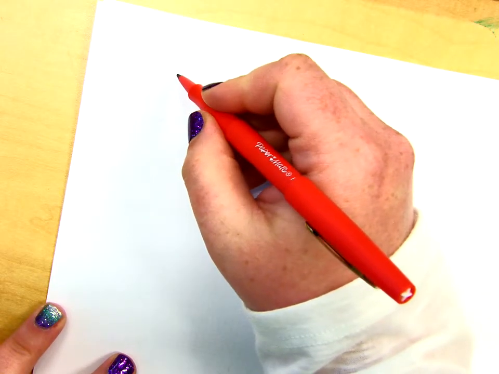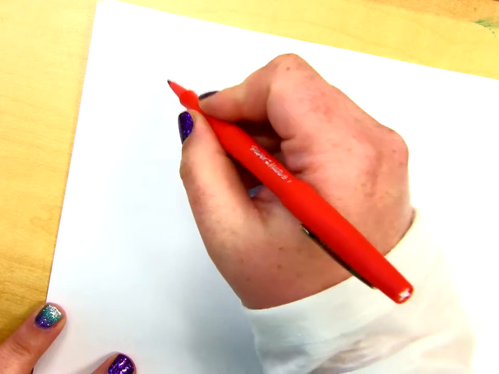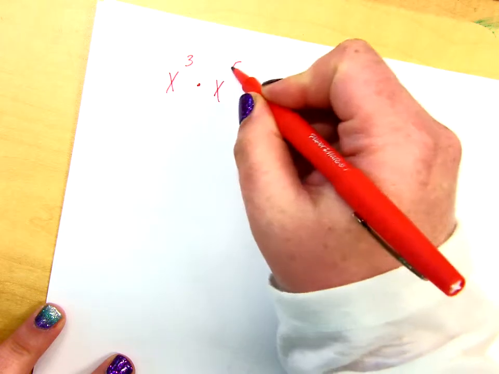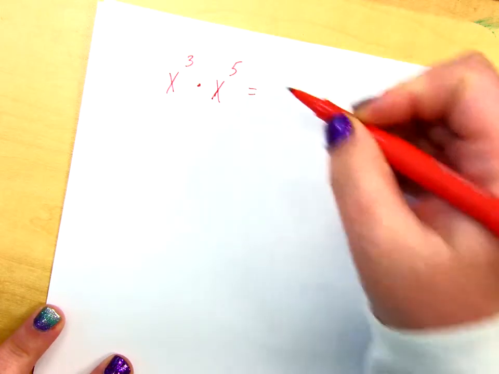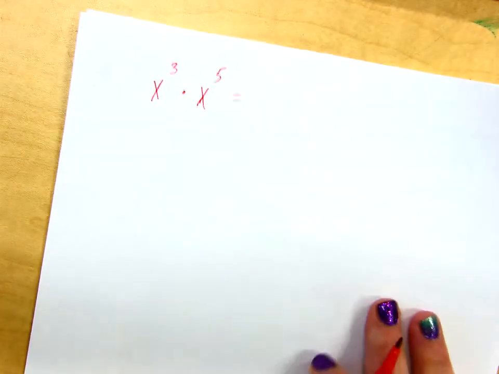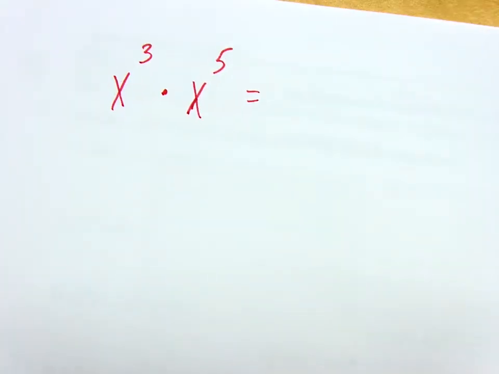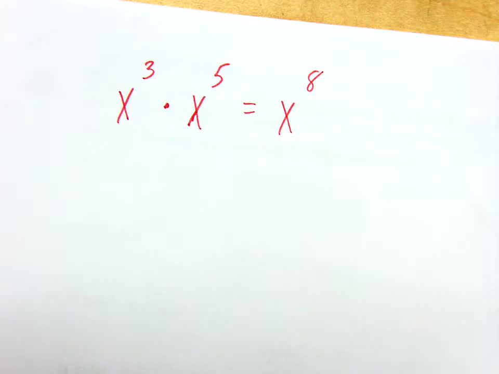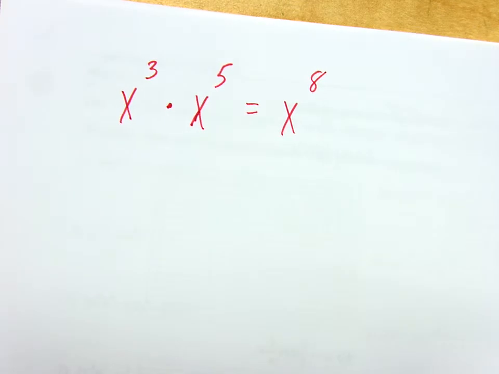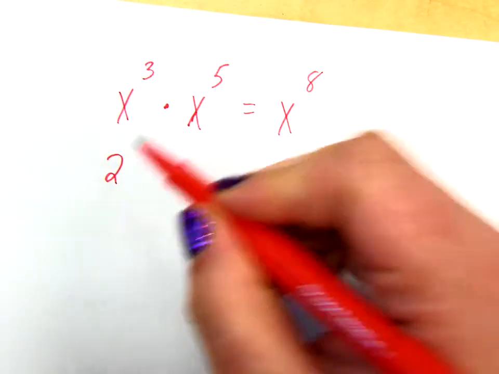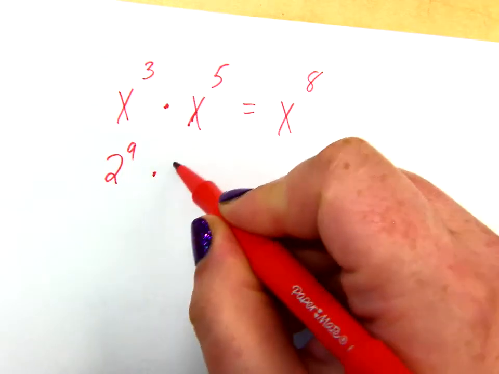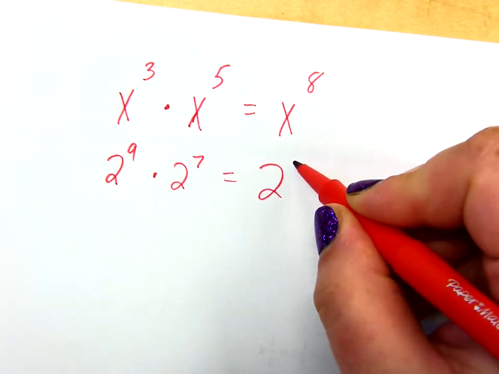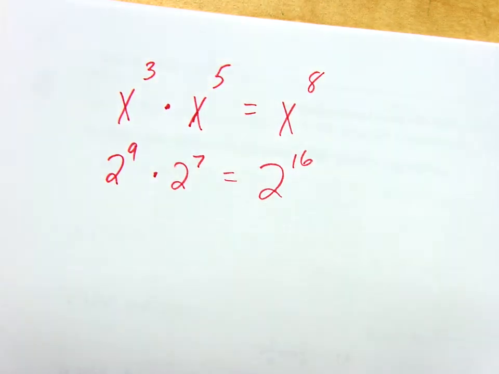If I have two numbers with the same base, so if I want to do x to the third times x to the fifth, for example, that becomes x to the eighth. Right, you just add the exponents. As long as I have the same base, I just add the exponents, I get x to the eighth. So same thing, if I had 2 to the ninth times 2 to the seventh, that would be 2 to the 16th. That's it. Okay?